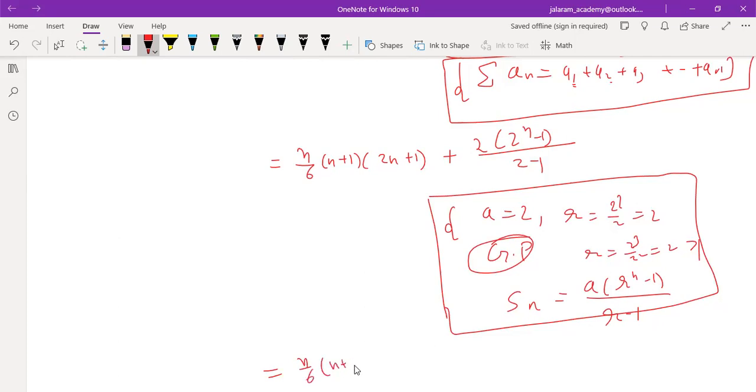n by 6, n plus 1 into 2, n plus 1 is the first term of this series, plus 2 minus 1 is 2. So 2 into 2 to the power n minus 1. So this is the answer.